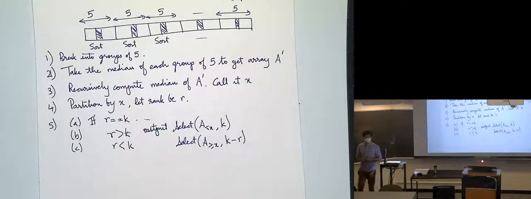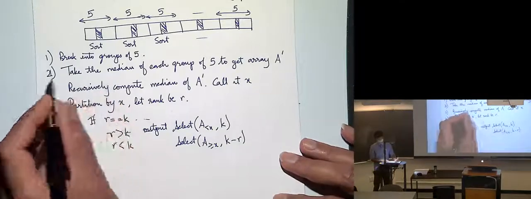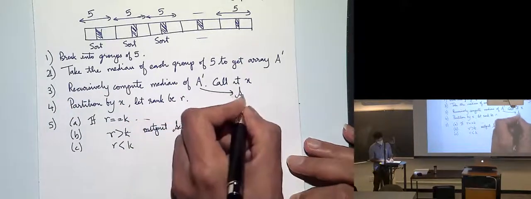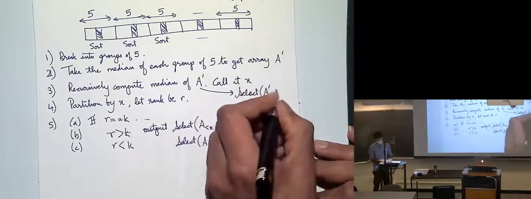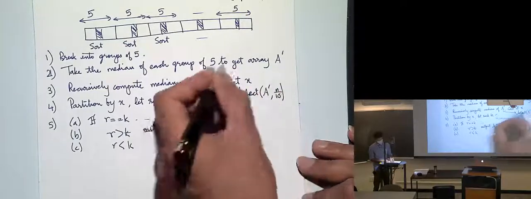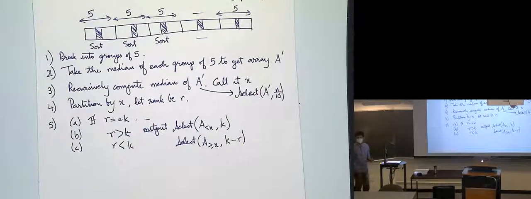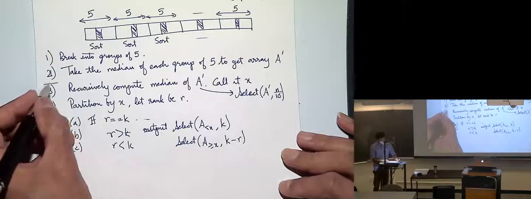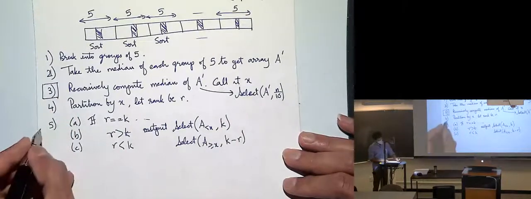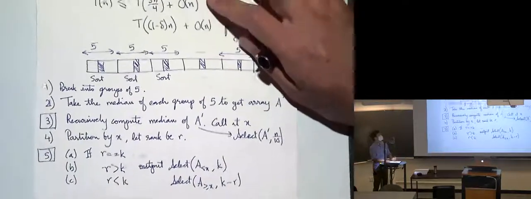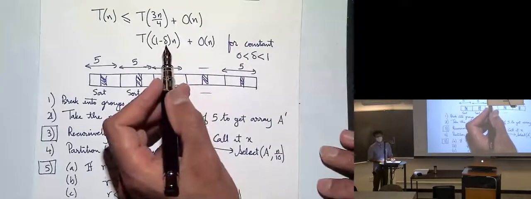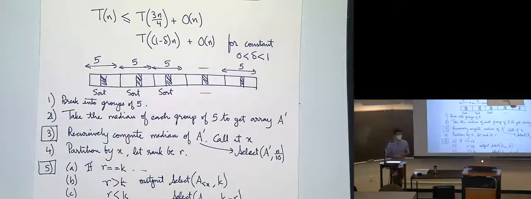Why is this complicated? Well, you're doing 2 recursive calls here. This is doing select A prime of, technically the rank would be something like n over 10, because it's the median of n over 5 elements. So you have one recursive call done here, and one recursive call done over here, either this or this. So definitely your recurrence does not look like that. It has 2 recursive calls.